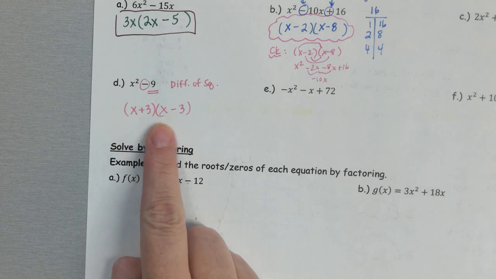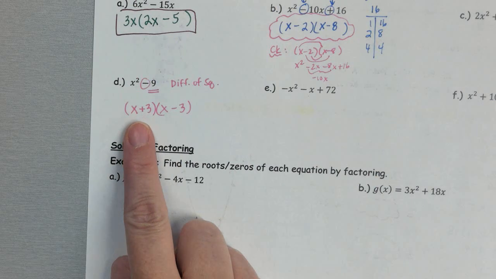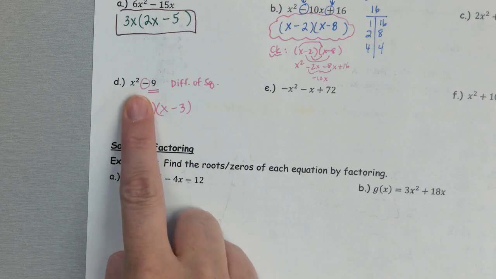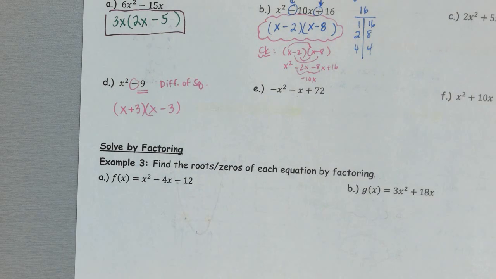If you check with FOIL, this is 3x minus 3x, and that makes 0x in the middle. 3 times negative 3 is negative 9. Okay, so then this is your final answer.